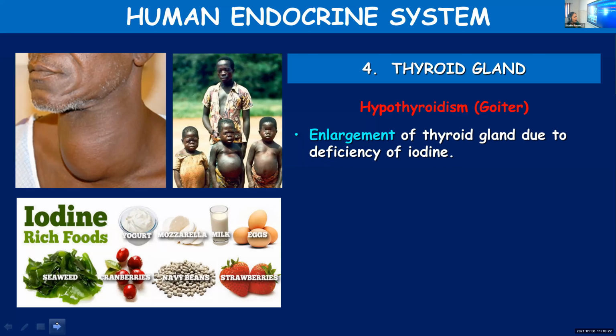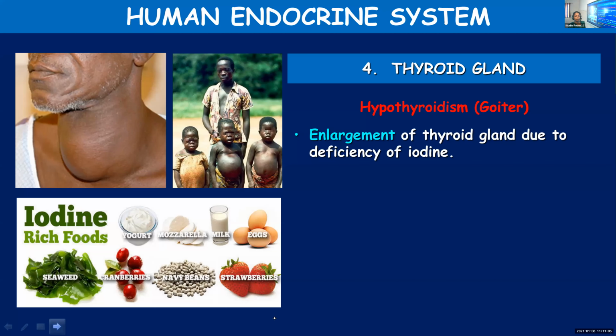Enlargement of thyroid gland due to the deficiency of iodine. When iodine is deficient, the hormones produced also will be less. Thyroid gland won't be able to produce sufficient amount of hormones. So hypothyroidism is also known as goiter, and it results in the enlargement of thyroid gland, as you can see in the picture, and it arises due to the deficiency of iodine. In adult women, it causes irregular menstrual cycle. So it interferes with the normal cycle of menstruation in females.